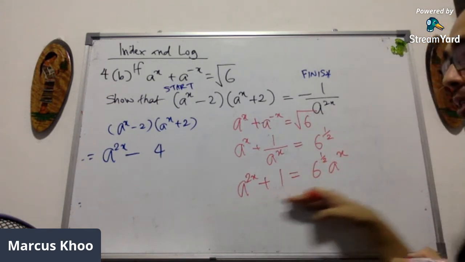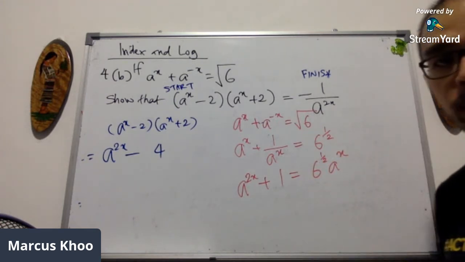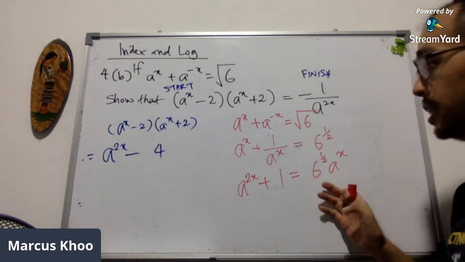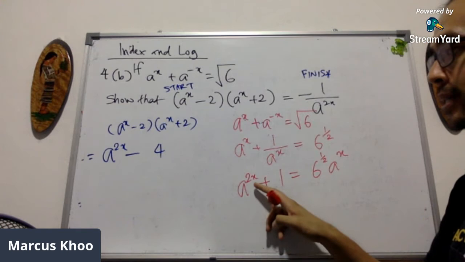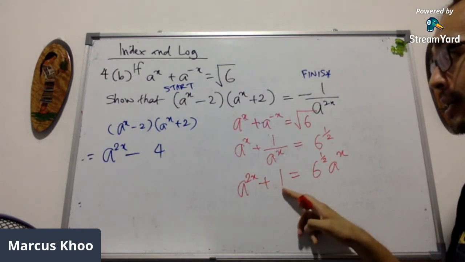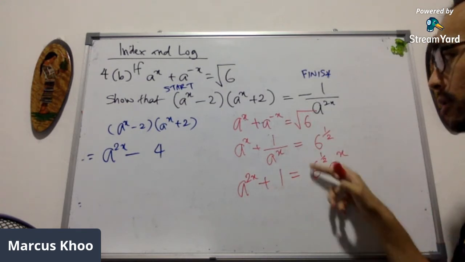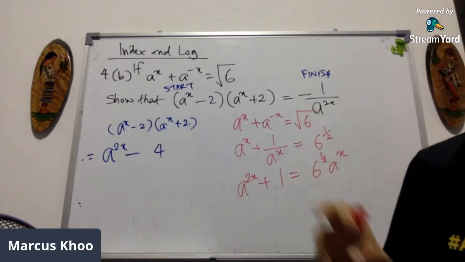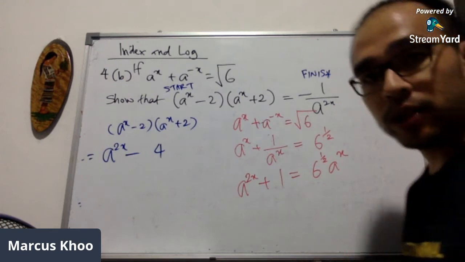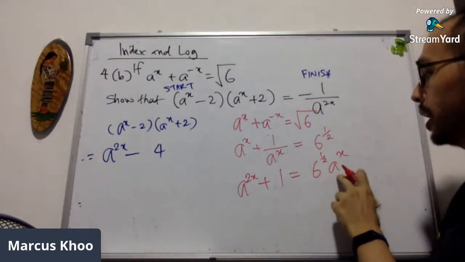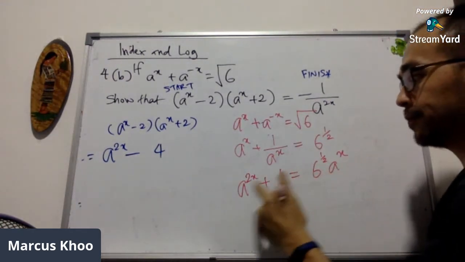I multiply everything by a to the power of x. Then what happens is I get a to the power of 2x over here plus 1 equals to 6 to the power of half, or square root 6, times a to the power of x. Am I reading this correctly? Yeah, square root of 6.